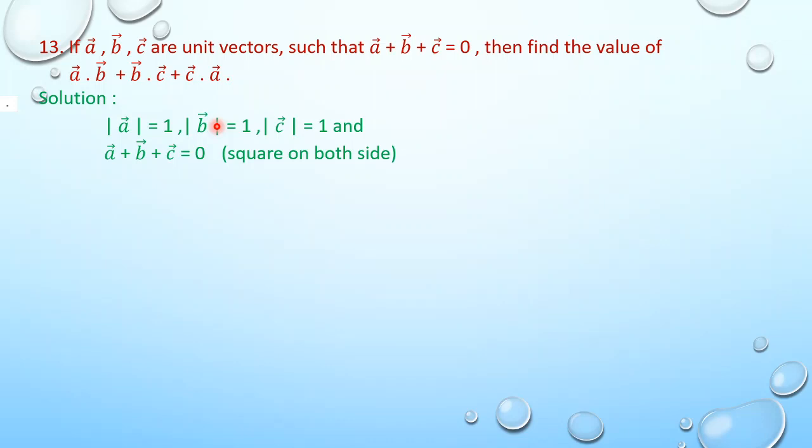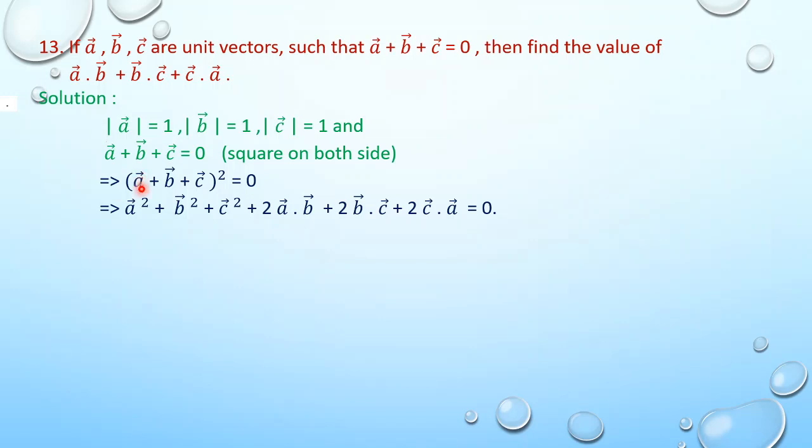So it's simple. Let me square on both sides for what they have given. They are given that a plus b plus c is equal to 0, correct? Just square on both sides. So when you square both sides, we get vector a plus b plus c whole square is equal to 0. When you expand this, I get square of vector a plus square of vector b plus square of vector c plus 2 times vector a dot vector b plus 2 times vector b dot vector c plus 2 times vector c dot vector a is equal to 0.